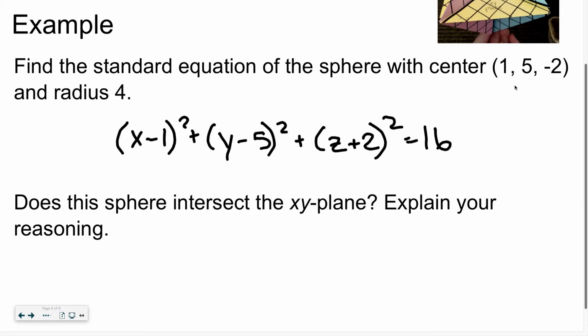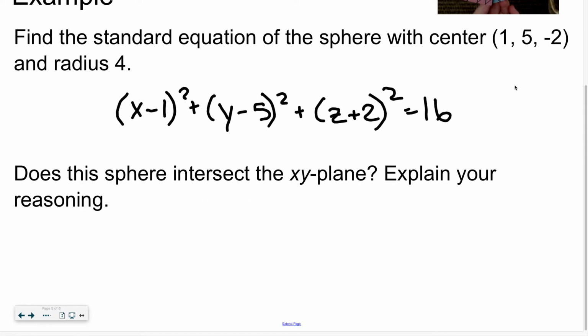Okay, does the sphere intersect the xy plane? I'm seeing a lot of yeses. Can someone raise their hand and tell us their reasoning? Why does the sphere intersect the xy plane? Jayla. So you go down 2, and so your radius is 4, so you'll have to pass the xy.